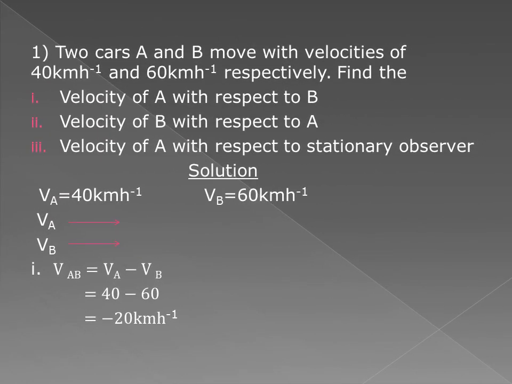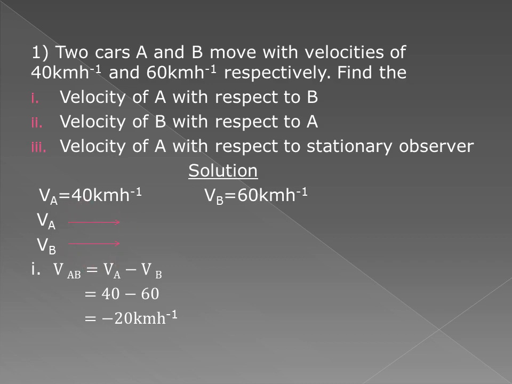Our first question reads as: two cars A and B move with velocities of 40 km per hour and 60 km per hour respectively. Find VAB. Let's start. First of all, you capture the data, and here we want a velocity of A relative to B, that is VAB. We assume both bodies are moving in the same direction, as nothing about direction was mentioned clearly in the question. So both moving in the eastward direction.